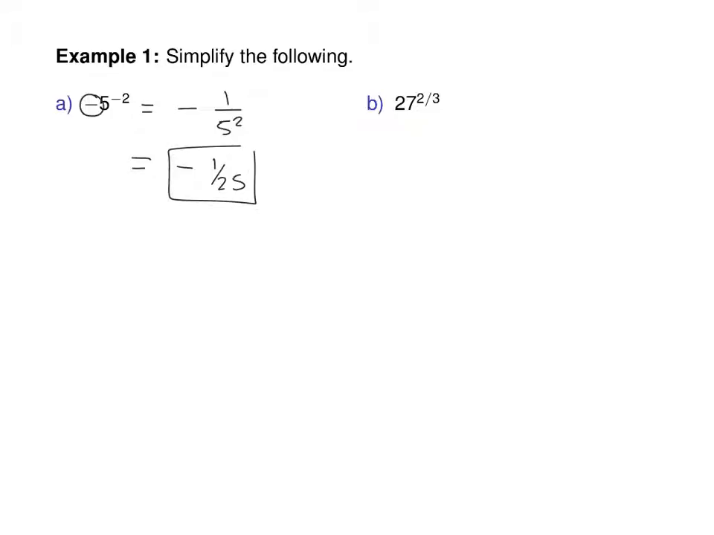What would it have had to have said for it to have been positive 1/25? Parentheses would have had to have been around the negative 5. If you had negative 5 in parentheses to the negative 2, then that's the same thing as 1 over negative 5, the whole thing squared. If it's not in parentheses, it's not included.